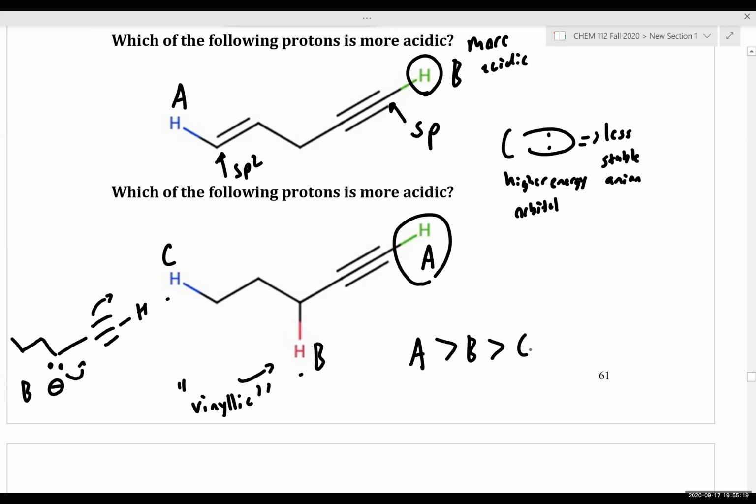As we notice, a lot of these effects play a role in determining the overall acidity of each proton. It's very hard to separate these effects out, as often each of these effects come together to influence the overall acidity. Hybridization plays a bigger role than resonance effects in most cases. Does this example make sense to everyone?